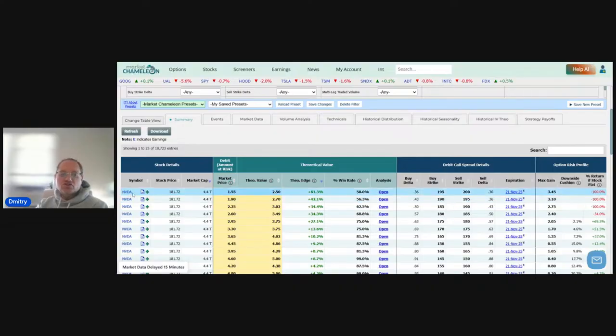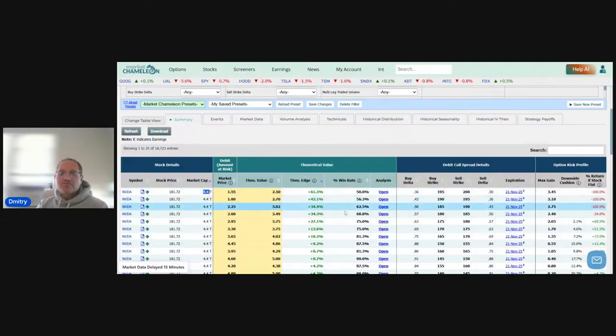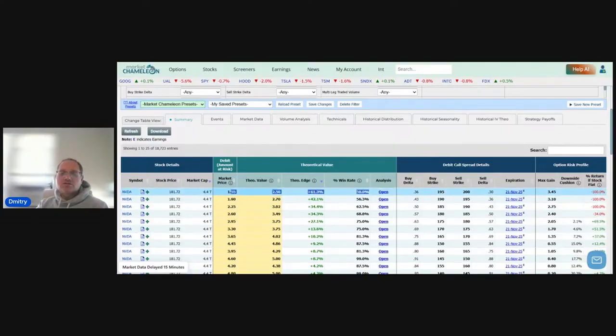When we go from left to right, we identify the symbol, stock price, market cap. These are some analytics based on price and value. These are the call spreads that we're analyzing. So here, this is the November 21st, 195, 200 calls. Buying the 195 call, selling the 200 call in November 21st. That's a bullish call spread.